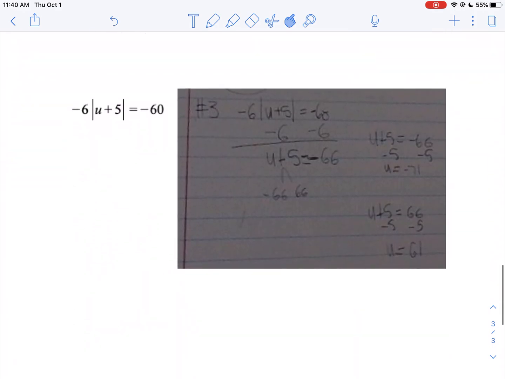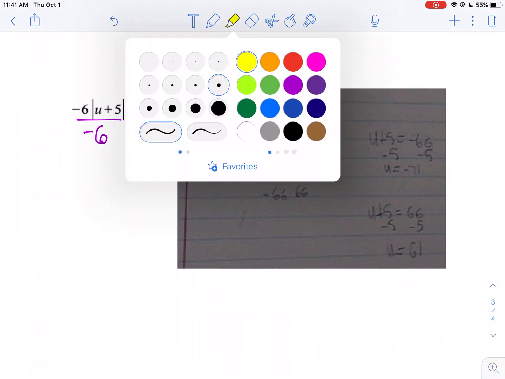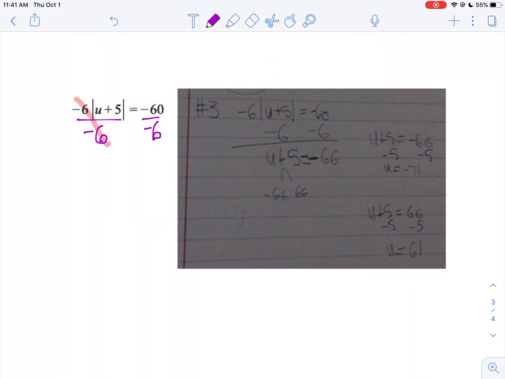Okay, last one. The algebra failed you here, not the stuff from this unit, from before. We're multiplying, let me change pen colors here so you can see it. We're multiplying -6 times the absolute value. You did it as if we're adding. So what we should have done is divide both sides by -6. Notice on the left-hand side, the -6 reduce, and you get the absolute value of u plus 5 equals -60 divided by -6, which is +10.